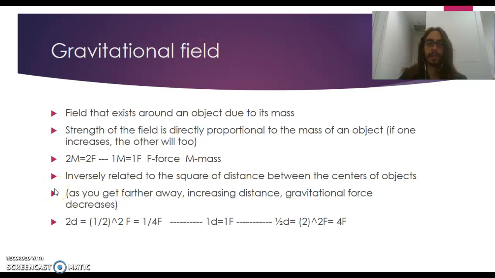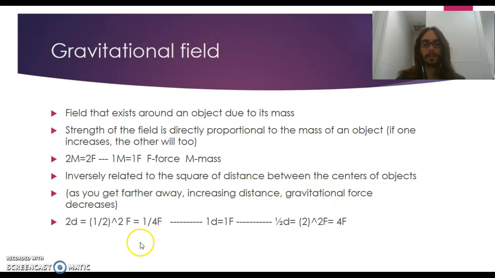So inversely related: the gravitational field is inversely related to the square of the distance between the centers of two objects. So as you get further away, increasing your distance, the gravitational force will decrease. This is just the opposite of directly proportional. When things are directly proportional, they increase together or decrease together. If they're inversely proportional, one increases and the other decreases, or on the other hand, one decreases and the other increases. So that's what you have to realize with inversely proportional and directly proportional.